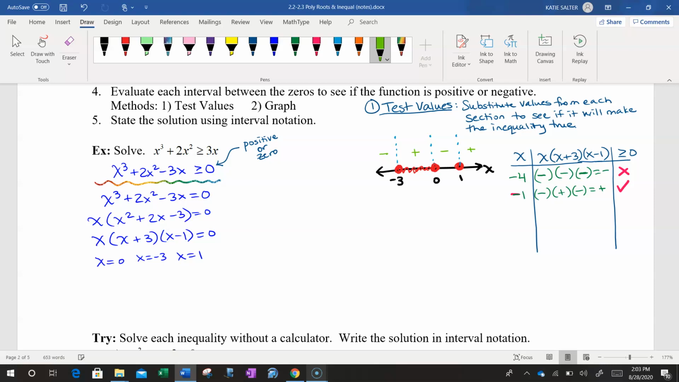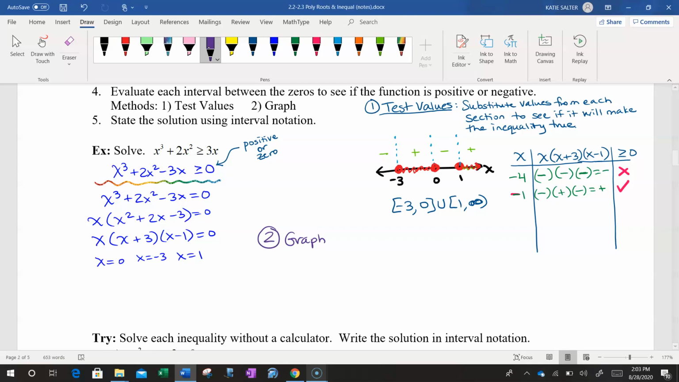And because we want to know when this function is greater than or equal to 0, we were looking for where it is positive. So our final answer would be from negative 3 to 0 in union with 1 to infinity. Now that's a really long, drawn-out way of doing this. So the better way is the graphing method. This is my favorite method. This is much quicker and a lot easier.